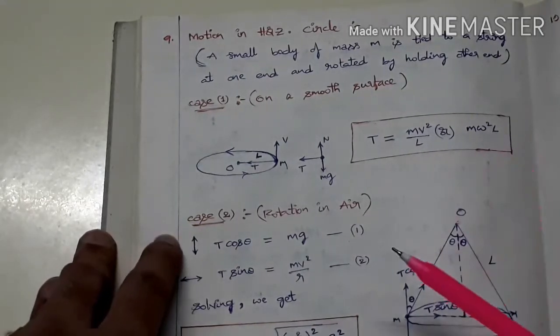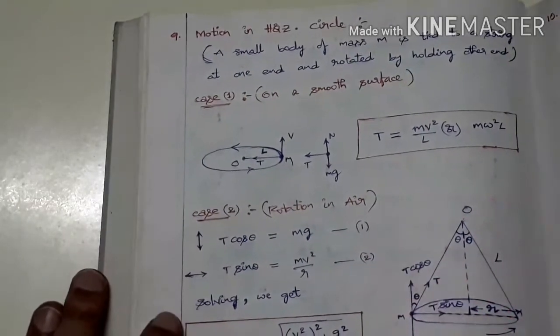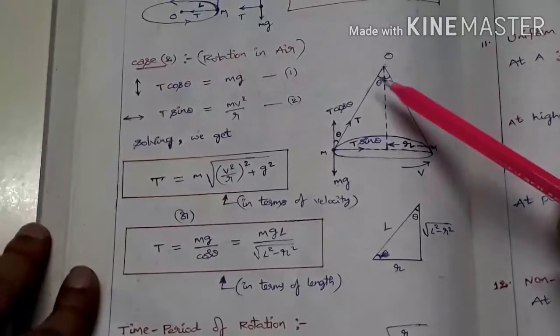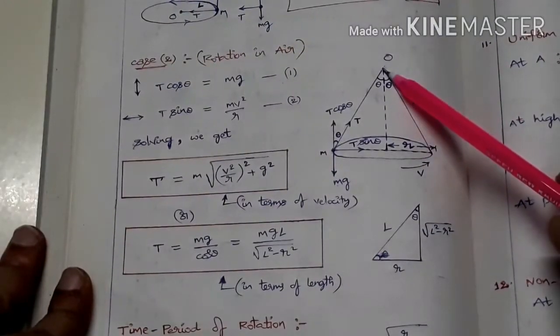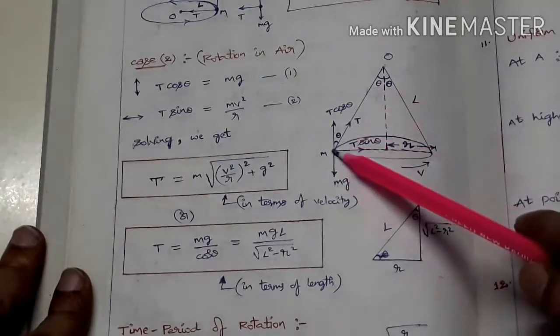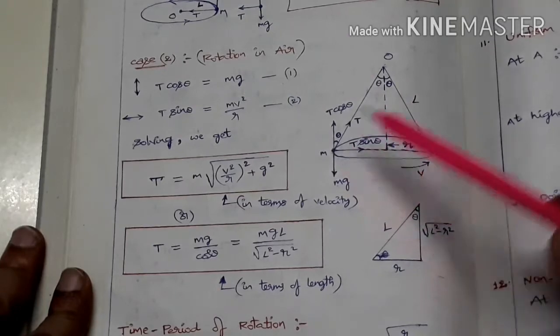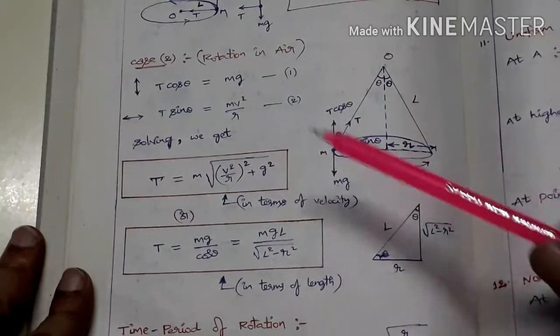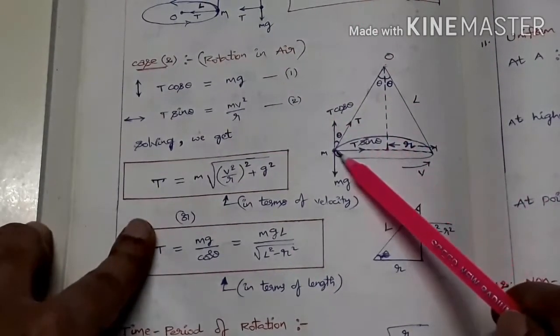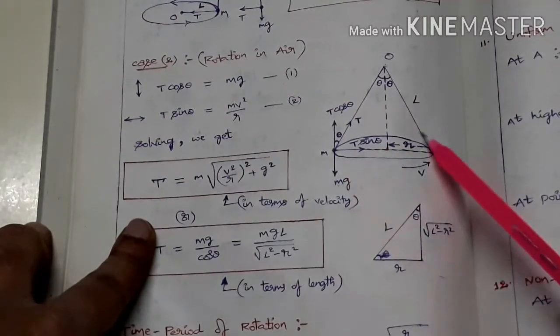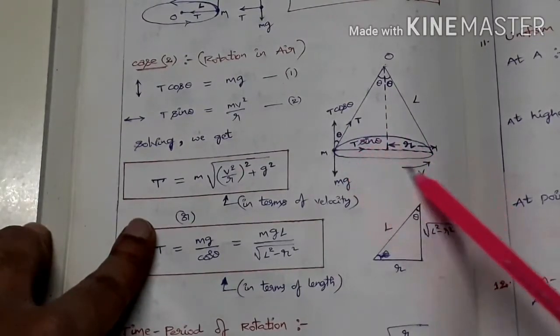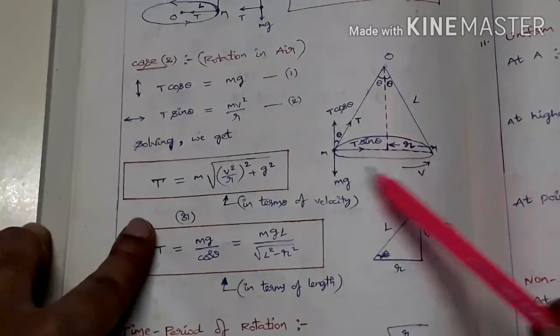So okay, next one is the rotation in air. See here, we are holding the rope at one end point O, and this is the object tied at another end point. It is rotated like this in this case. So here what are the forces acting? This particle is making horizontal circular motion here, and we are getting a cone shape like this.